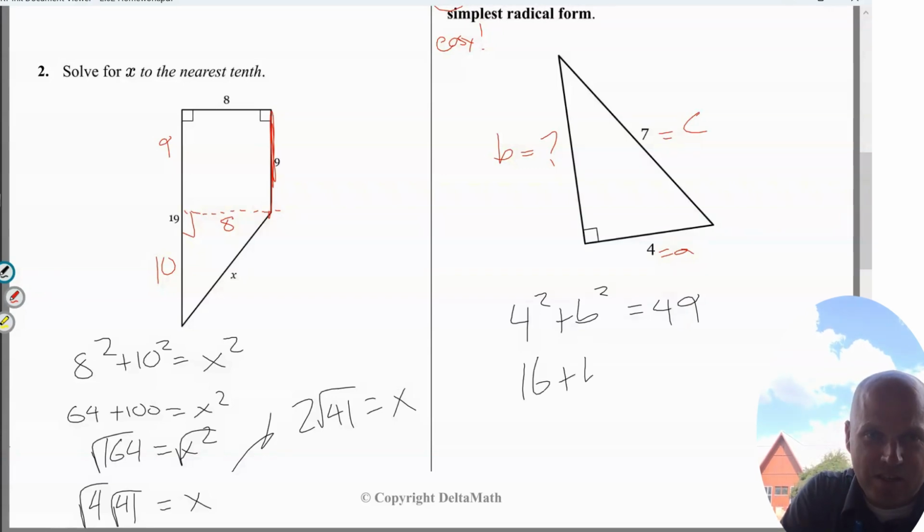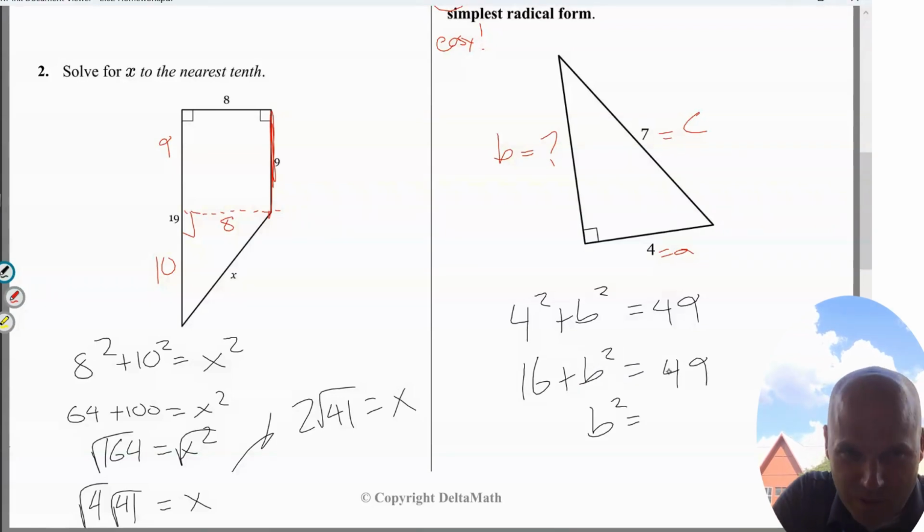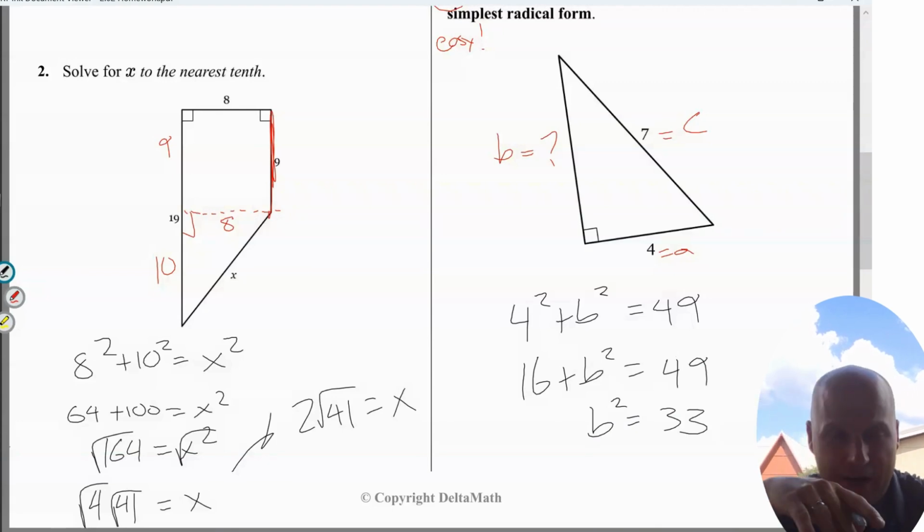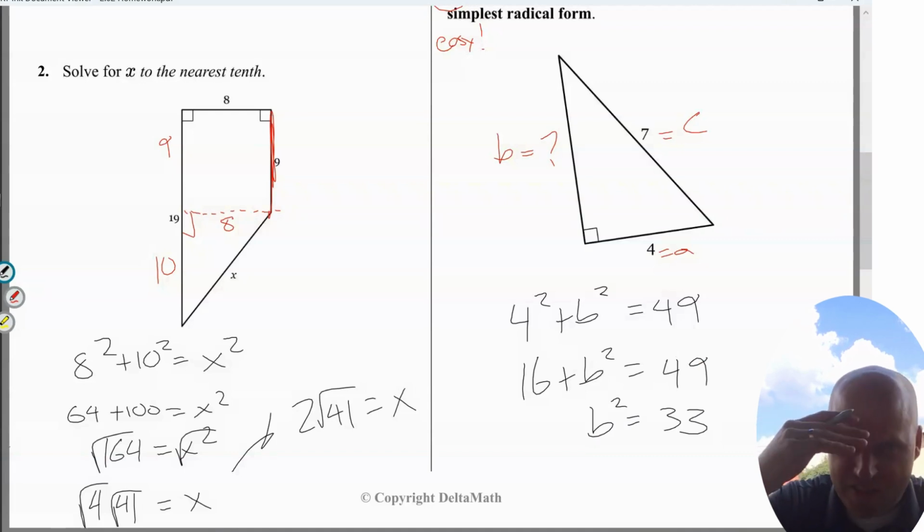16. There are middle school football coaches yelling at middle schoolers. It's kind of funny. And I get B squared equals 33. Great. Let's try to simplify this.